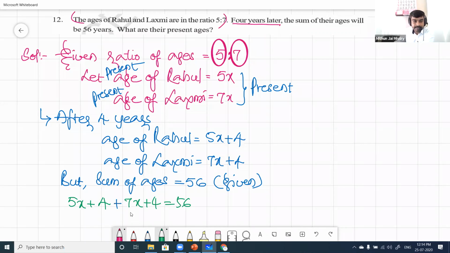So after 4 years, when we are adding their ages, this is the age of Rahul after 4 years. This is the age of Lakshmi after 4 years. And when you add these two, you will get 56. That's given. So 20 and 28 years, Kaushika gave the answer. Let me check. Now let me add the like terms.